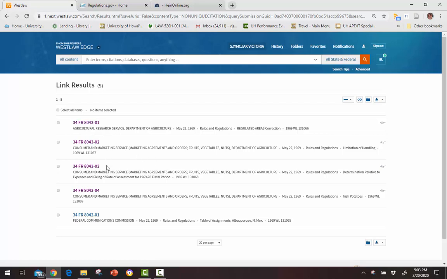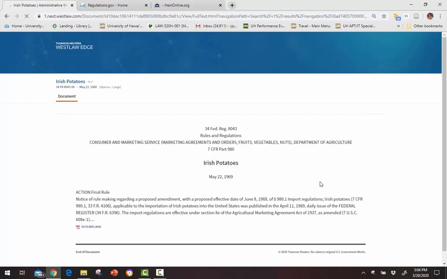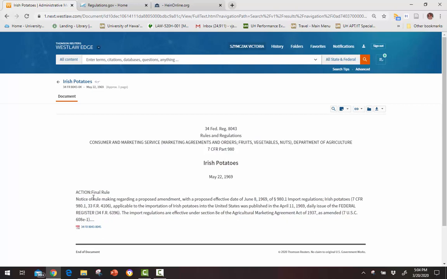So you see there are several entries to the same page here, marked 1, 2, 3, 4. But you need to read what each of those pages are about. So this is just a correction. This has to do with limitations of handling. This one has to do with determination of relative expenses and rates of assessment. And this one has to do with Irish potatoes. So that's the one we want. Okay, and this was the final rule. So this is just a brief synopsis. And if you want to see that page, you would open up the PDF.